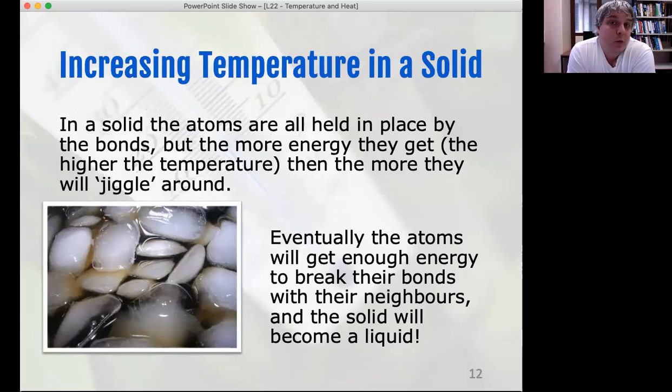In a solid, the atoms are all held in place. The more energy they get, the more they will jiggle around. Eventually, the atoms will get enough energy to actually break their bonds. Just like if you pull too much on a spring, that spring will break.